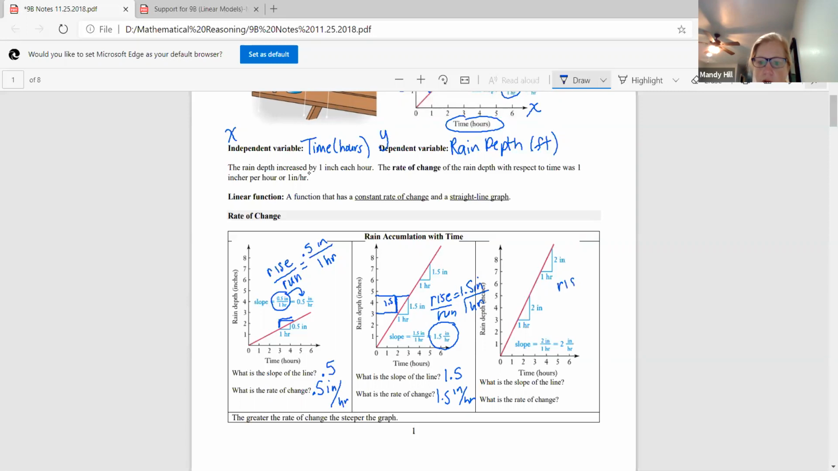On this one, we would want to do rise over run. It looks to me like to get from one point to the next, we would go up 2 inches, and then we would go over 1 hour. 2 divided by 1 would just give you 2. So that's your slope. For the rate of change, you would add the units: 2 inches per hour.